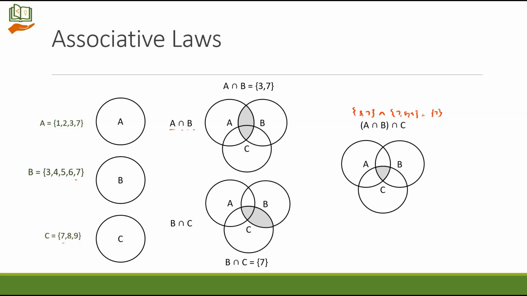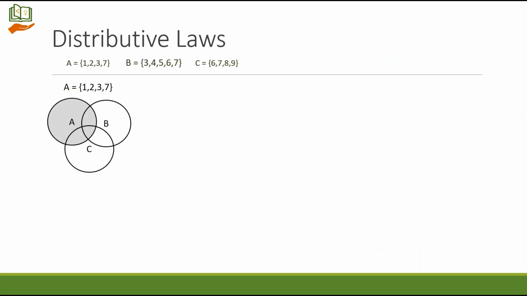Now we have to find A intersection B intersection C. So this is 1, 2, 3, 7 intersection 7. What is the common element here? 7 is the common element. So what is the associative law? A intersection B intersection C is equal to A intersection B intersection C. Next we are getting into distributive laws. We have 3 sets A, B and C. So first let's take A.